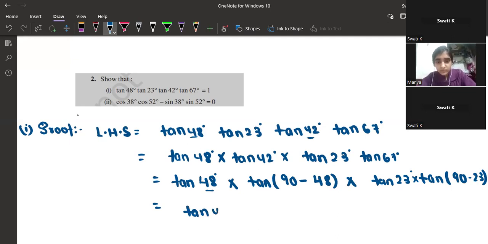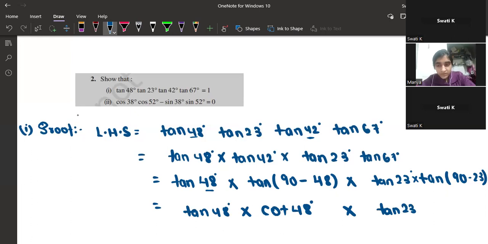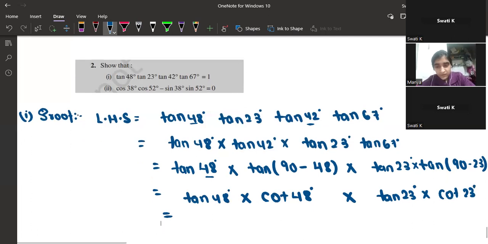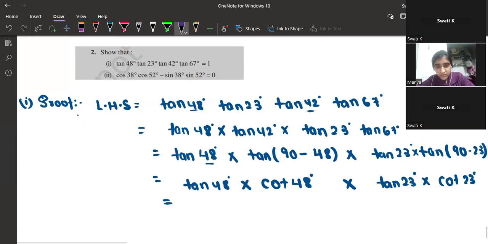So this will become tan 48 degrees into what is tan 90 minus theta? Cot 48 degree. Very good. Into tan 23 degree as it is, and what is tan 90 minus theta? Cot theta. So cot 23 degrees. Now tell me, Manya, what is the relation between tan and cot? ये हमने फर्स्ट वाले एक्सरसाइज में किया था. tan theta is equal to 1 by cot theta. हमने ये किया था, yes or no?